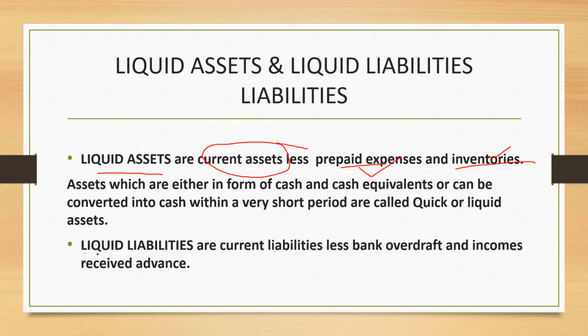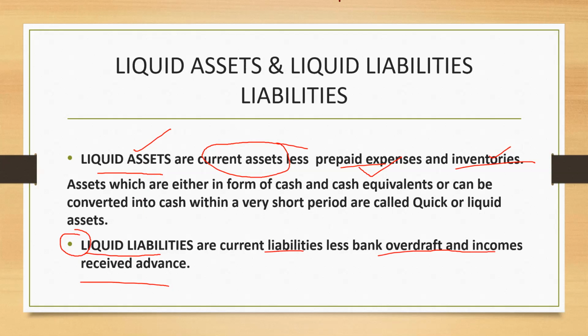And talking about liquid liabilities, it is current liabilities less bank overdrafts and income received in advance. This point is not much useful for you right now. In your syllabus it is just current liabilities, so you can just remember the formula: liquid assets divided by current liabilities.